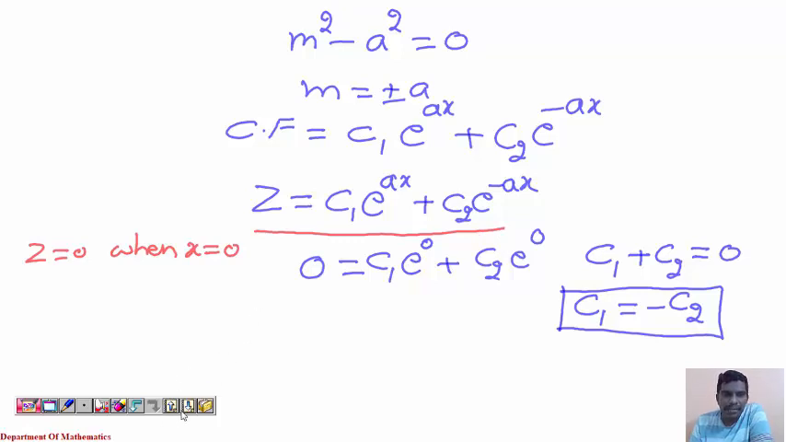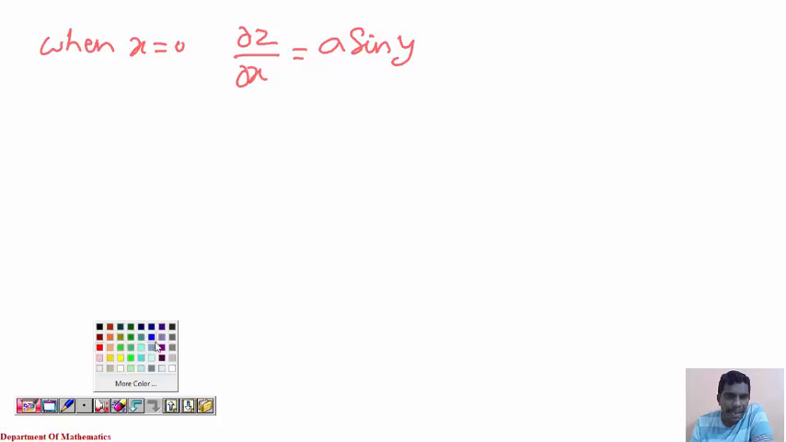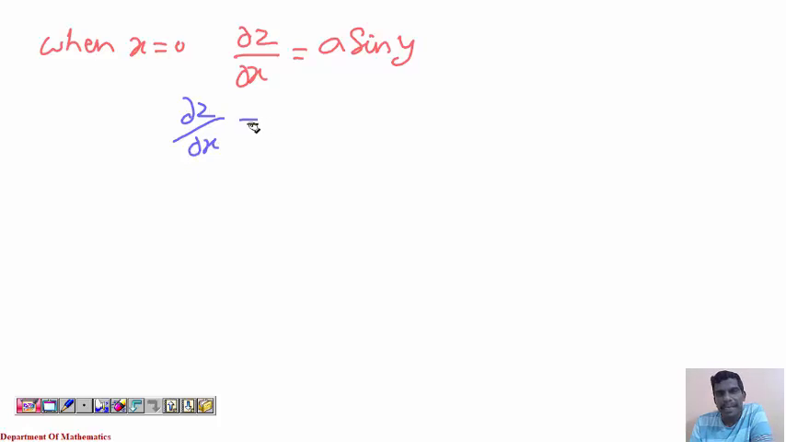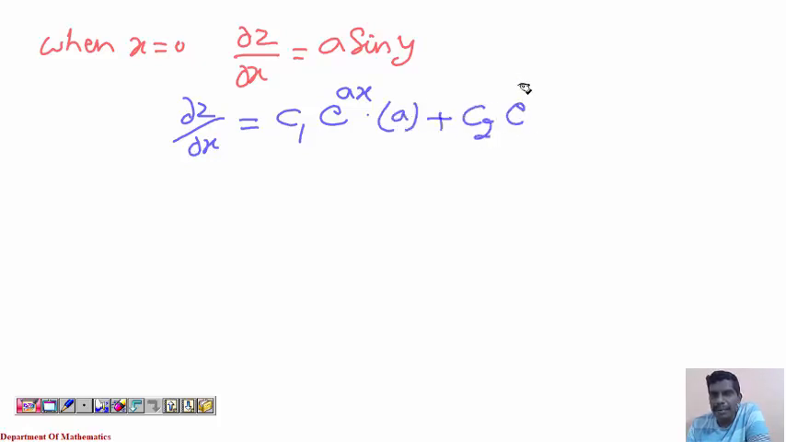For that, if I find ∂z/∂x, it will be equal to C1 into e to the power of ax. Differentiation of e to the power of ax is e to the power of ax into a, plus C2 into e to the power of minus ax into minus a.